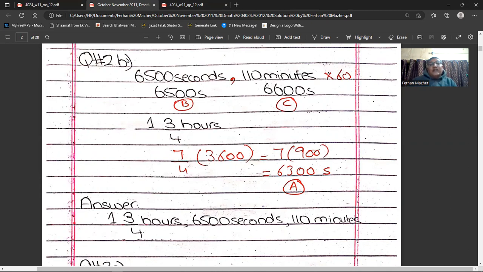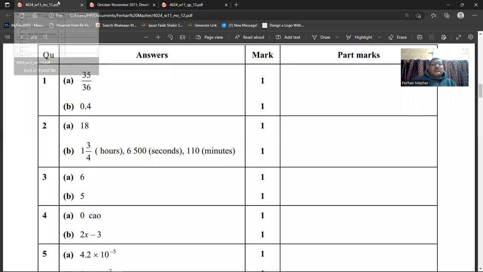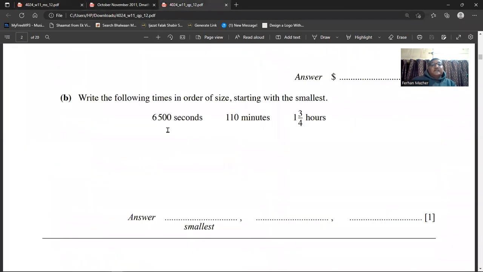So now very easily you can compare. You see that this is 6300 seconds, so that's the smallest. So this will be in the A position, and then 6500 seconds will be in the B position. And then we will have 6600 seconds. When you write the answer, you will write it in the original form with the original units. So 1 whole 3 by 4 hours is first, that's the smallest time. Then 6500 seconds, and then 110 minutes. Hopefully you understand. Remember this order. So our answer is right.